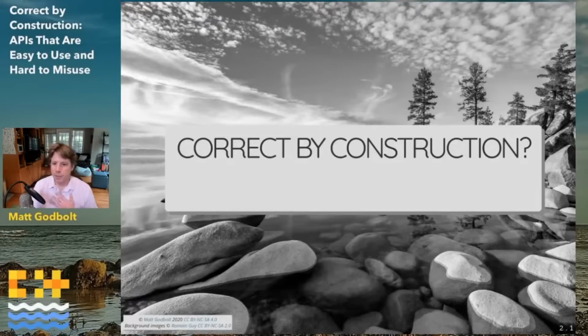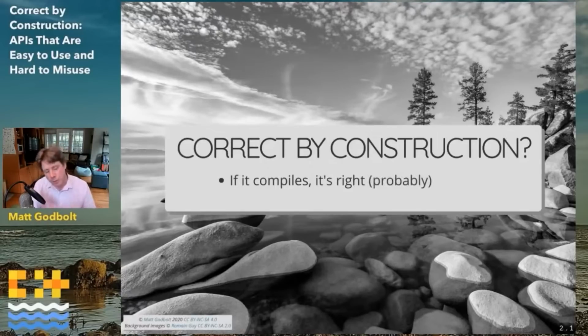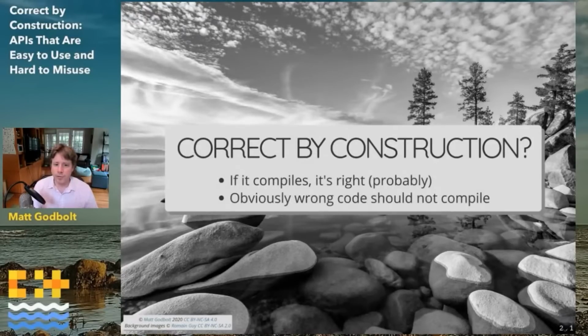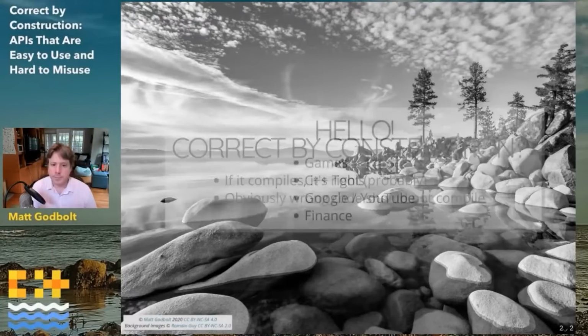But what I mean by correct by construction is: if the code compiles, it's correct. Probably. Obviously, we can't achieve that under all circumstances, but it's a goal. And hopefully, obviously, wrong code should not compile. That is, you should find the errors as early as possible.